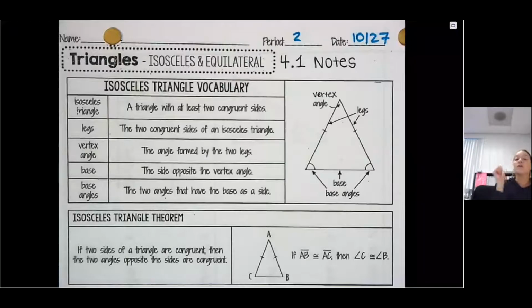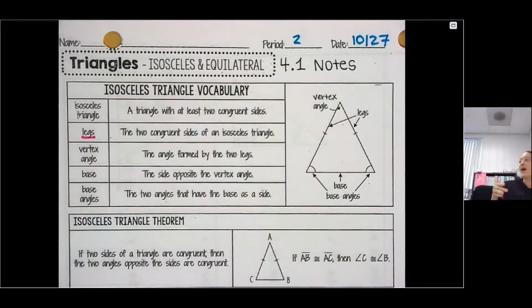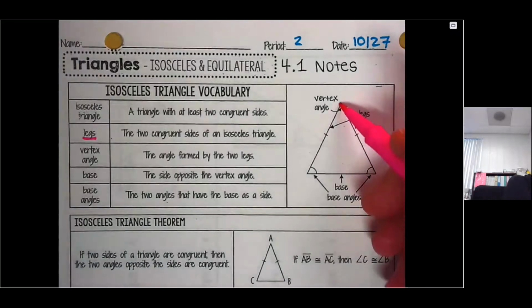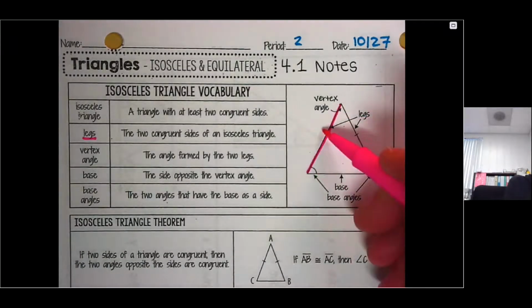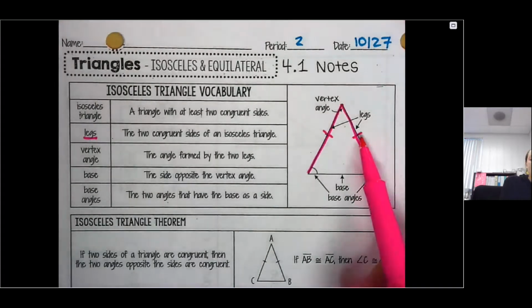are the ones with the tick marks. The two sides that are congruent are called the legs. And so think about it literally like you have two legs that are the same length, right? An isosceles triangle has two legs that are the same length. So they will be marked typically for you, hopefully, with these pieces right here called a tick mark.